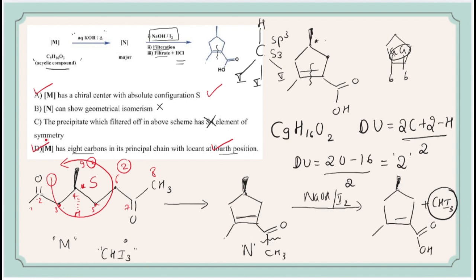So this is how you have to approach the question. First, analyze the reaction. Analyze the conditions and then read the statements, because most of the time from the statements itself you can predict what the structures of the given reactants are.